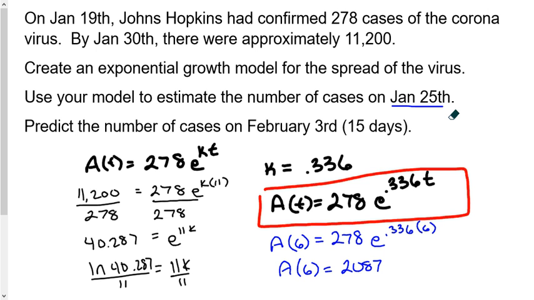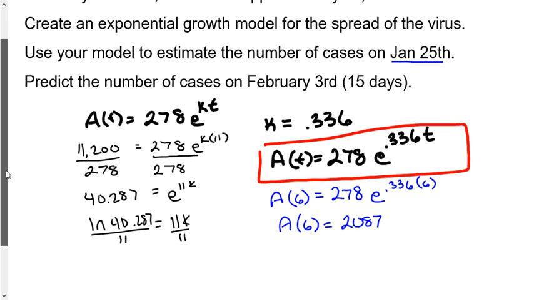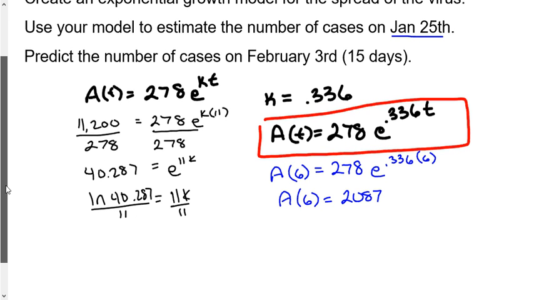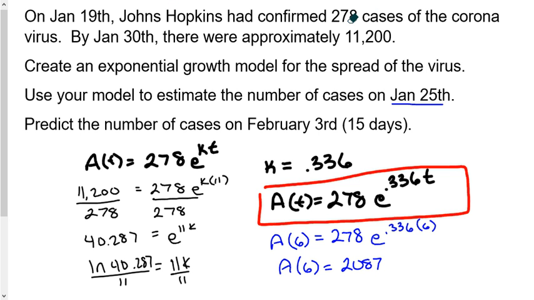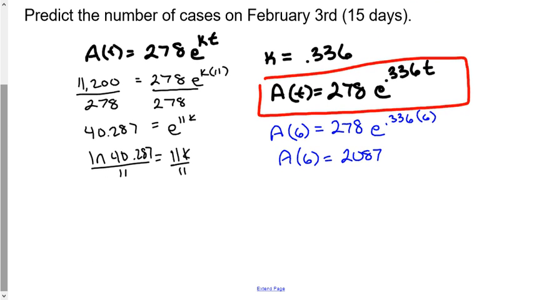Now let's do one more thing. We've got one more that says predict the number of cases on February 3rd. So February 3rd will be 15 days after the start. Now this is called extrapolation because now we're actually going outside of the boundaries of what we know. We know that on the 19th we had 278 cases. We know that on the 30th we had 11,200 cases. And so once we go beyond that, now we're trying to make a prediction. Our graph kind of looks like this, and what we're trying to do is figure out what's going to happen over here, further to the right.